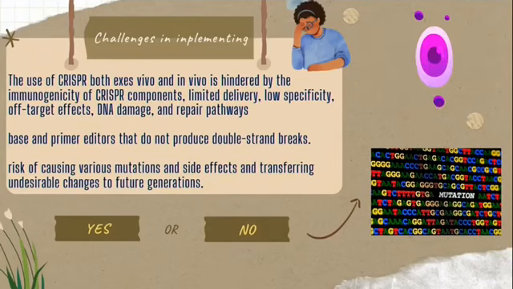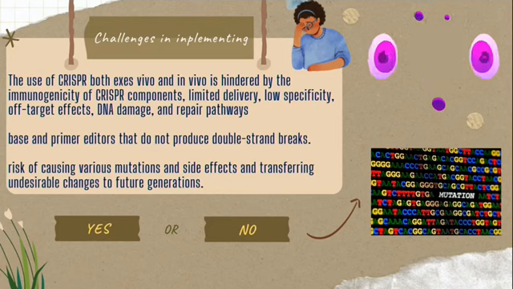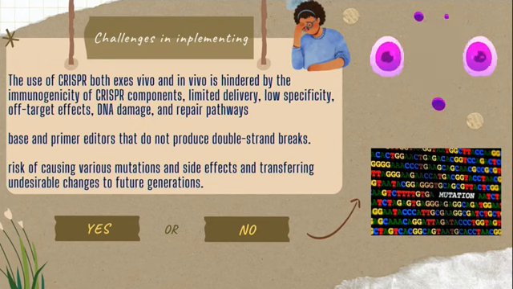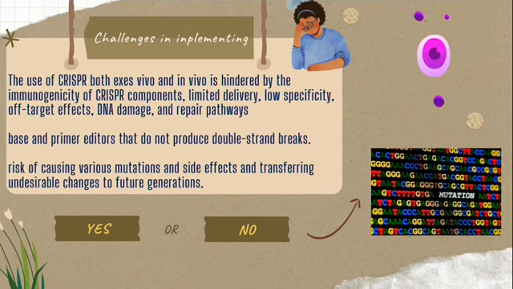Thank you, Aisha. Next, we'll move on to the challenges in implementing. CRISPR-based therapies are rapidly advancing with applications involving cell replacement therapies, gene drives, and diagnostics. The use of CRISPR, both ex vivo and in vivo, is hindered by the immunogenicity of CRISPR components, limited delivery, low specificity of target effects, DNA damage, and repair pathways.